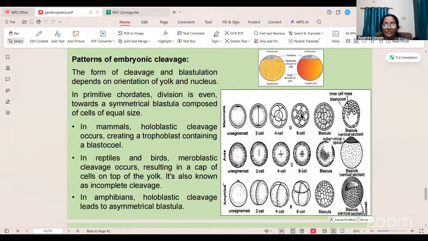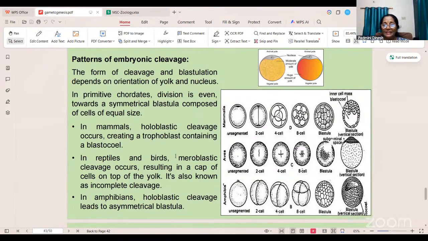You can find the equal sizes over here. So in mammals, it is a holoblastic cleavage, creating a trophoblast containing a blastocele. So that's a blastocele over there. Now, holoblastic cleavage will give rise to a blastocele in the mammals.